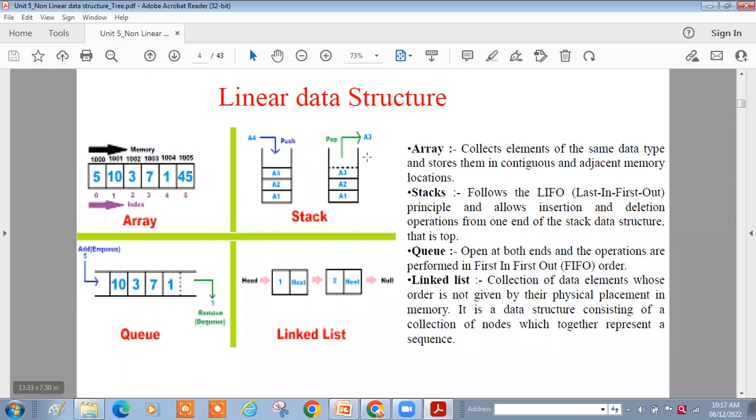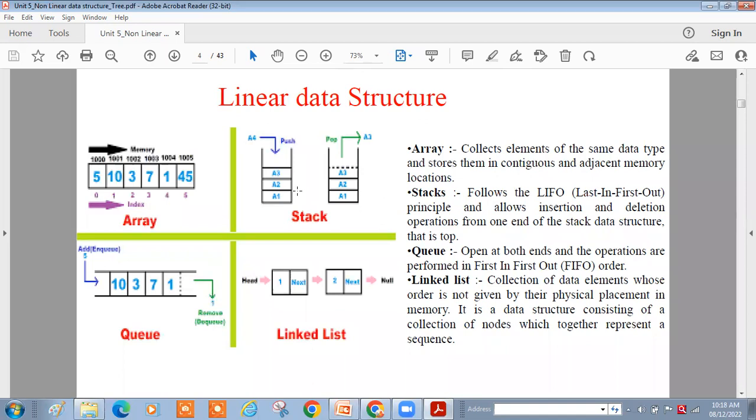Next is stack. Stack follows LIFO. It is a linear data structure and it is last in first out. In this diagram, you can observe that these two are stacks. In the stack, A1, A2, A3 data is stored. Using push, you can enter the data. Using pop, you can retrieve the data, that is, remove the data.